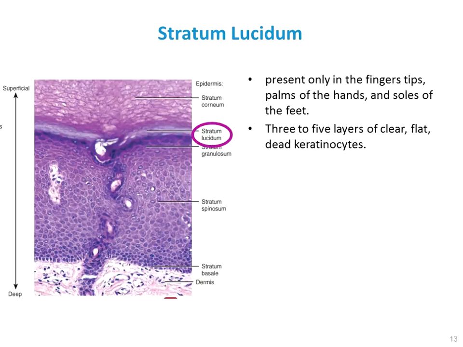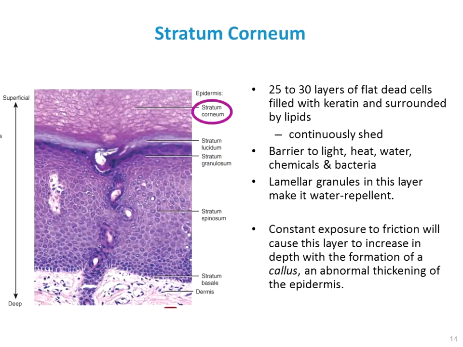Stratum lucidum is only found on the fingertips and the palms of the hands and the soles of the feet. So you only have stratum lucidum in those places. On the inside of your elbow, you have no stratum lucidum. So basically, stratum lucidum is 3 to 5 layers of clear, flat, dead keratinocytes. Stratum corneum is the outermost layer of the epidermis.